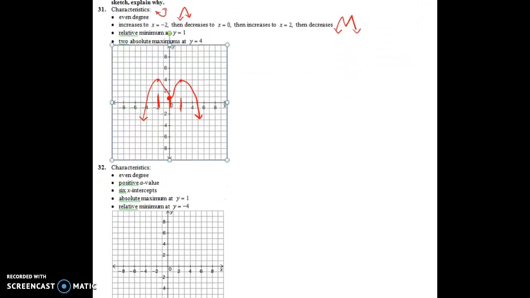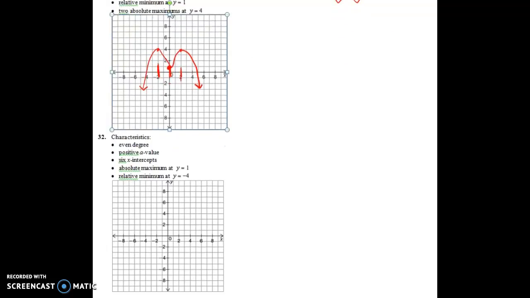In question 32, again, even degree. And it says even degree in positive A, so something like this, has 6 x-intercepts. Okay, so it would have to go 1, 2, 3, 4, 5, 6, something like this. And then it says it has an absolute max. Well, because the arrows are going up, you can't have an absolute max, so this one is not possible.